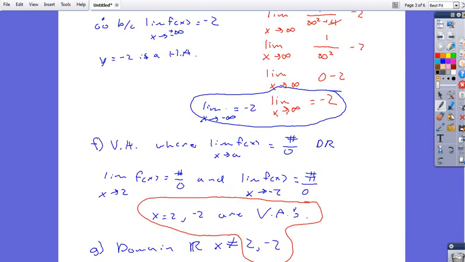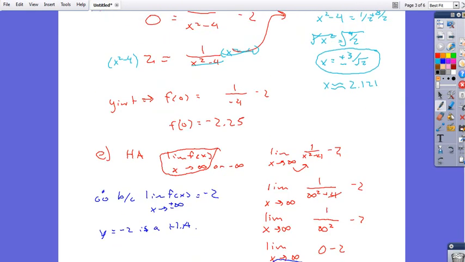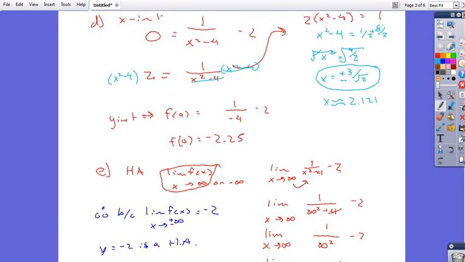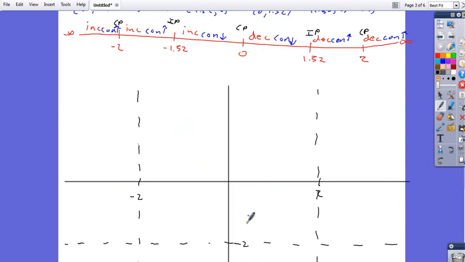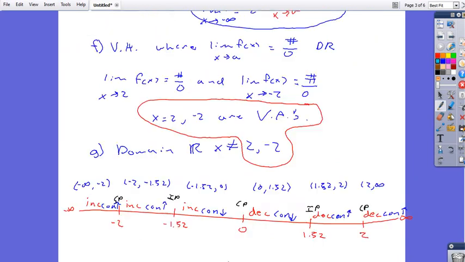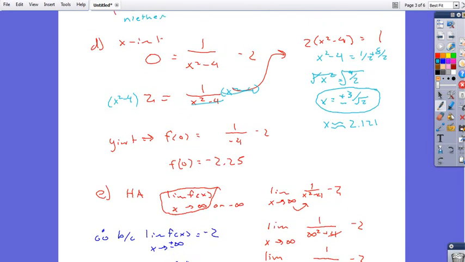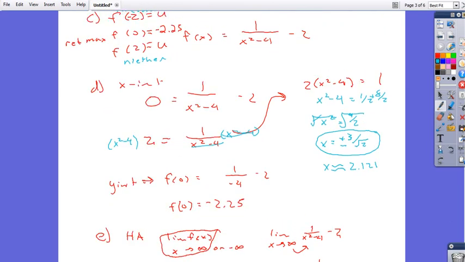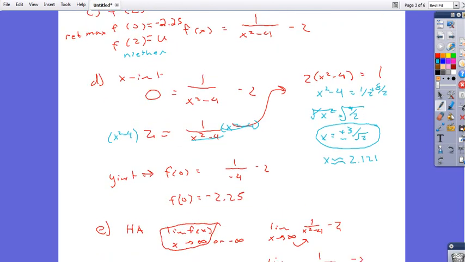So let's keep going. We know there's a y-intercept at -2.25. So right about here, -2.25. I'm going to change colors to make sure it looks good. Alright. And there's x-intercepts everywhere, I bet. I don't know. X-intercepts where? Positive and negative 2.121. So where is that at?